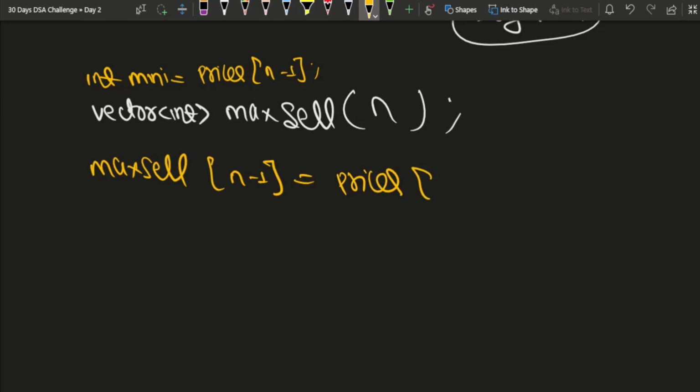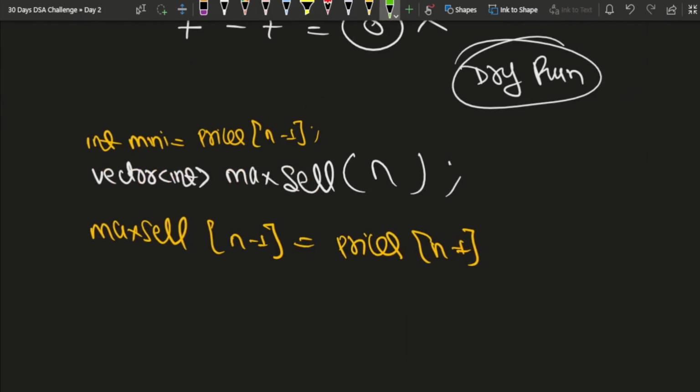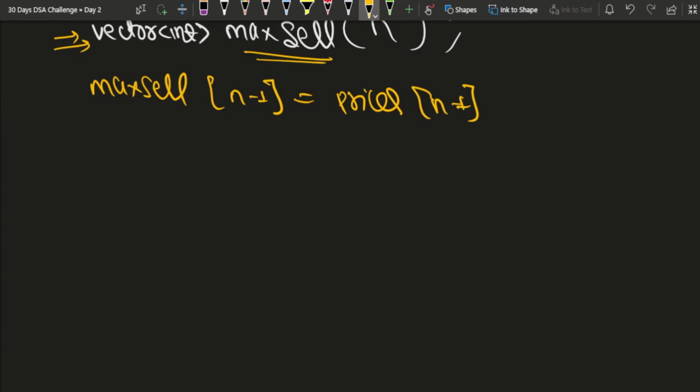Why I'm saying this is because here we saw that we just put the value at the n minus 1 index directly into our array, right? Directly into our array. So this was the reason. And here we will also have one profit variable, which will be initialized to 0. Then we need to fill this array, right?